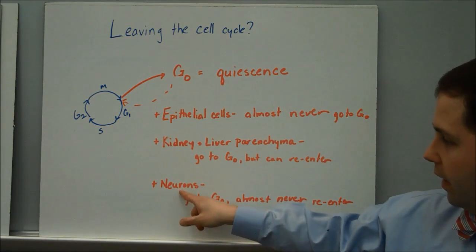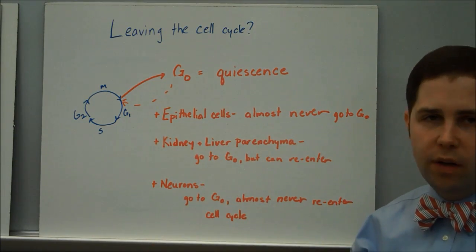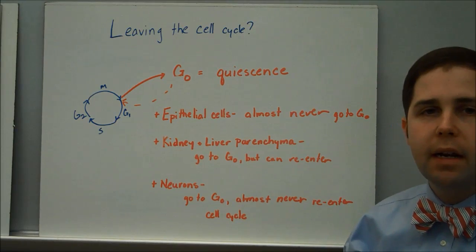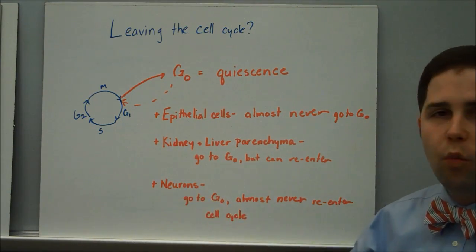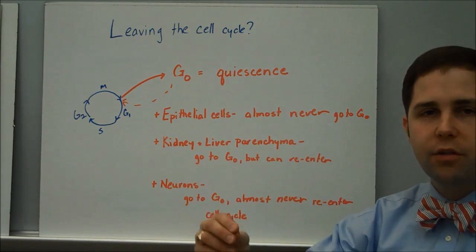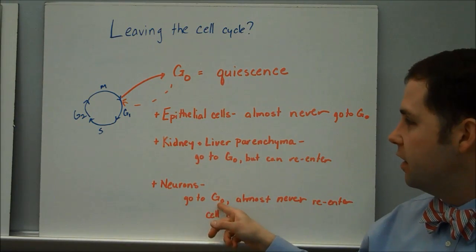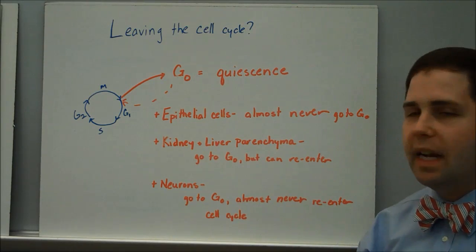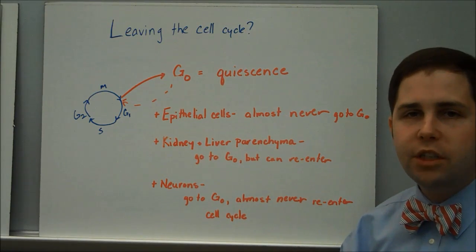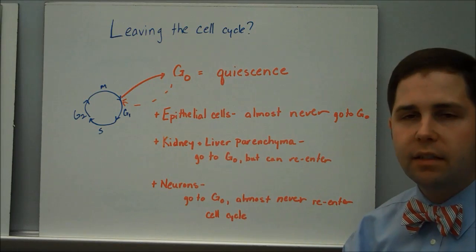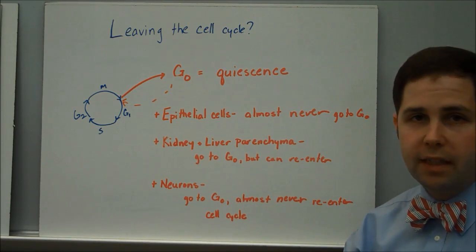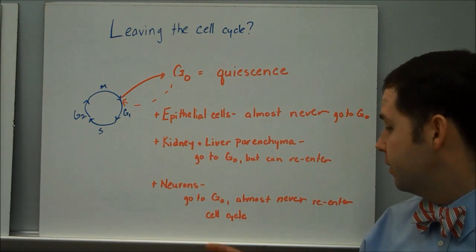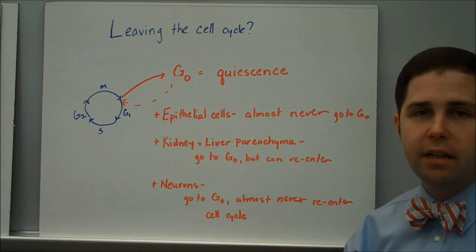Now, the last example I want to give you is neurons. As you all know, if you suffer a spinal cord injury, that's a pretty permanent injury to have. And that's because your neurons, once they're done growing throughout your body, go to G0, they're quiescent, and they almost never re-enter the cell cycle. Once you have neurons, once you have brain cells, they are not dividing anymore. They're there, that's all you have. If you start losing them, it's really difficult to cause them to re-enter the cell cycle and regrow.